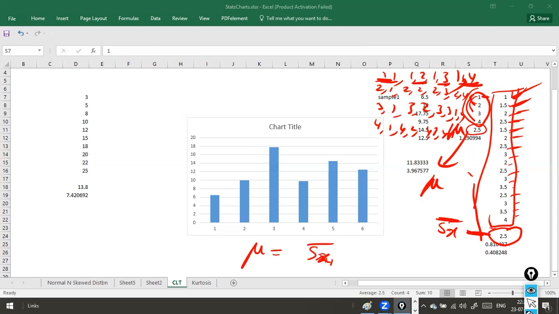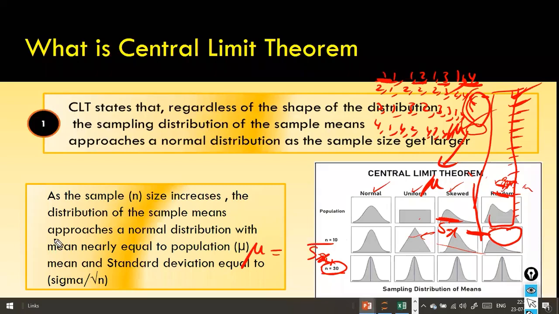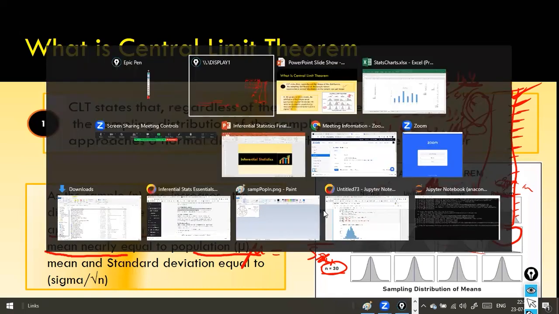That is what it tells us. If you go back to the theory here, the definition: as the sample size increases, which means 30, the distribution of the sample means also approaches a normal distribution with mean nearly equal to the population mean and standard deviation equal to sigma. The sample means approach a normal distribution with mean nearly equal to the population mean. That is what it tells us.